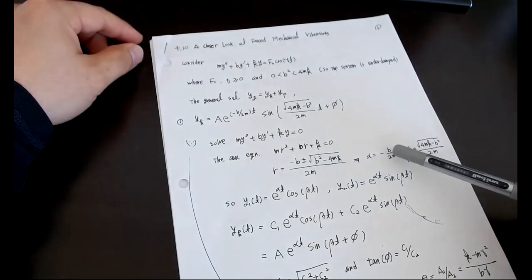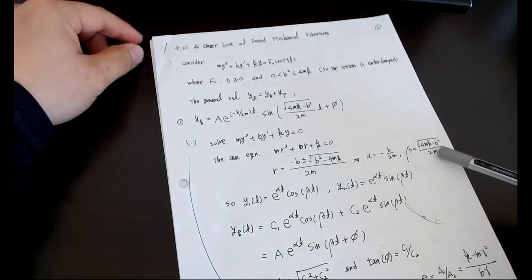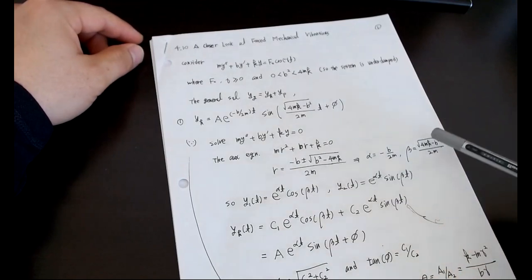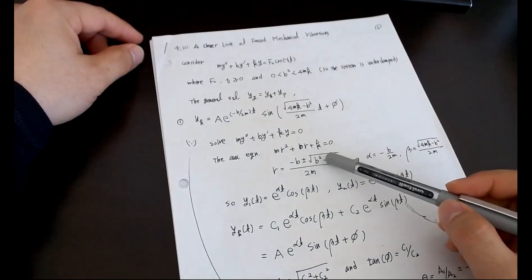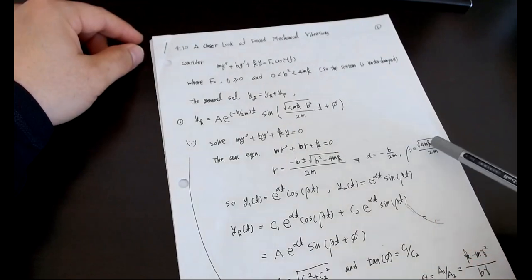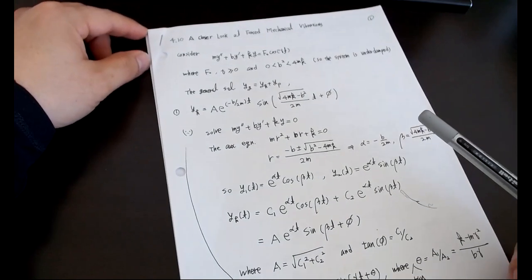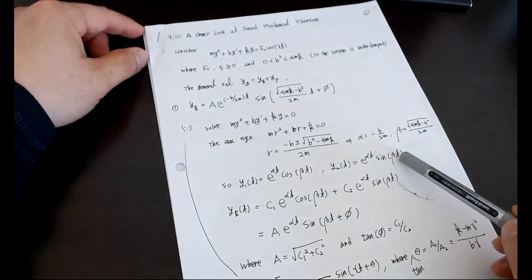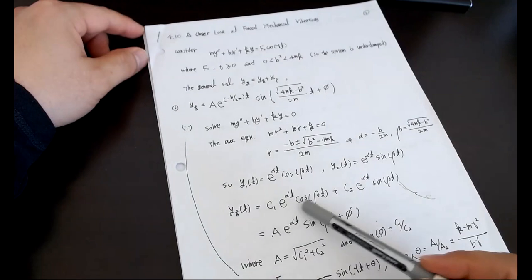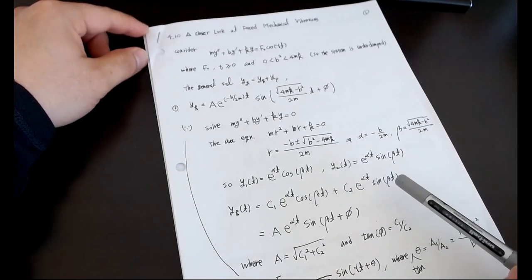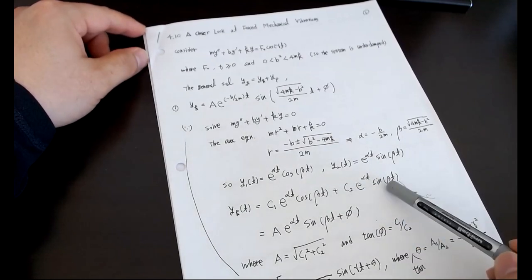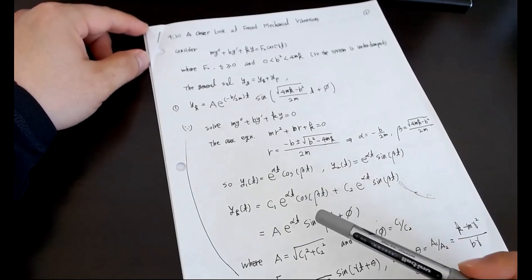So alpha is negative b over 2m, which is the real part, and the imaginary part is this. You see that I switched the b squared for mk, because once we take out the complex unit i, we're going to get this. Then we get two solutions, e to the alpha t cosine beta t and e to the alpha t sine beta t. Now our general solution is going to be this. Then we simplify this one to the phase amplitude form.